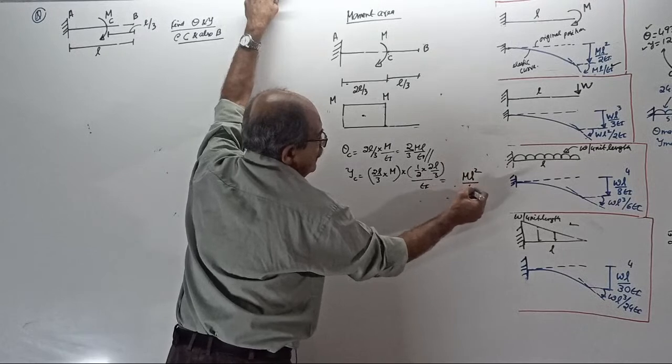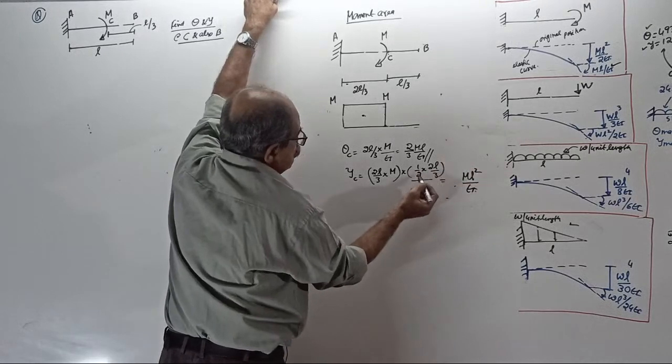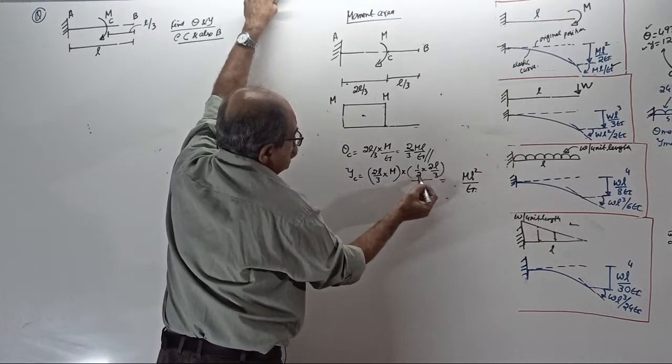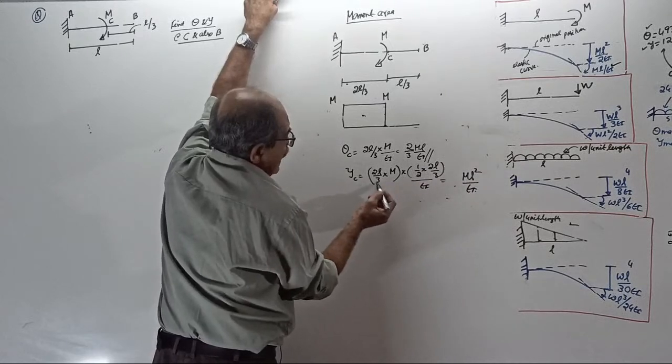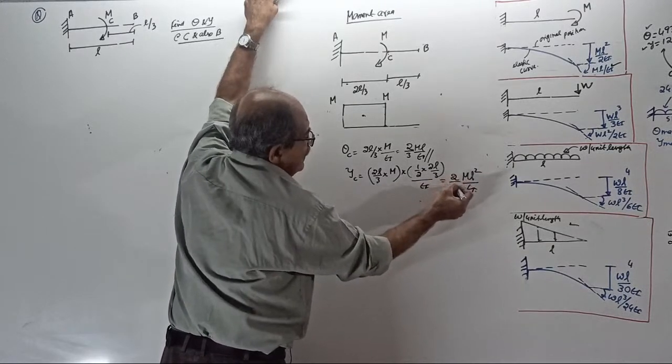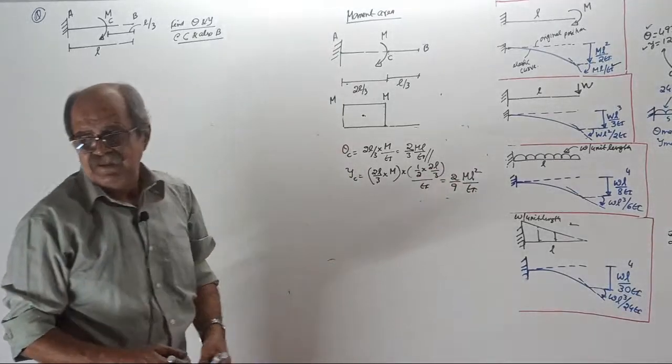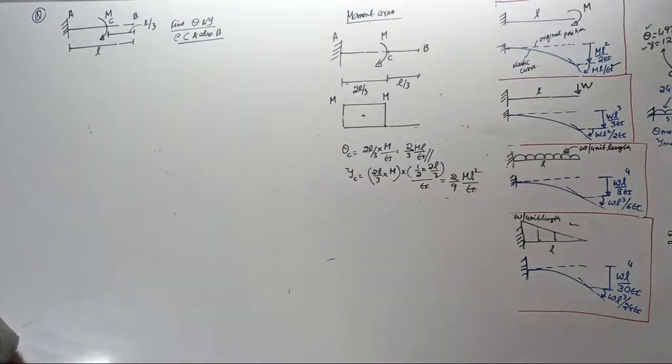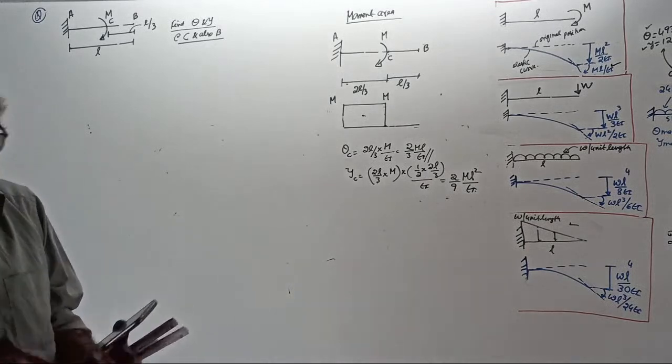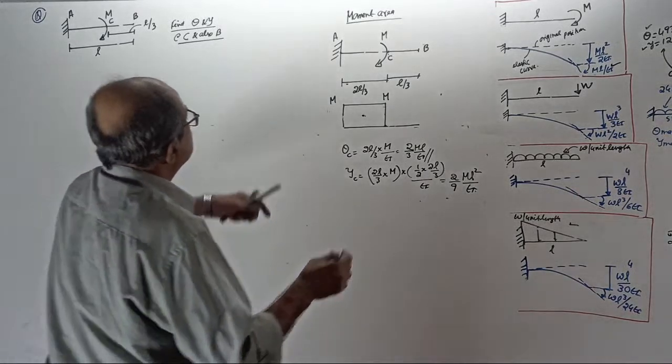Tell the number. 2 cancels. 3 into 3 is 9. 2 by 9. Is it 2 by 9? Tell me. 2 by 9. Okay. Now, next.